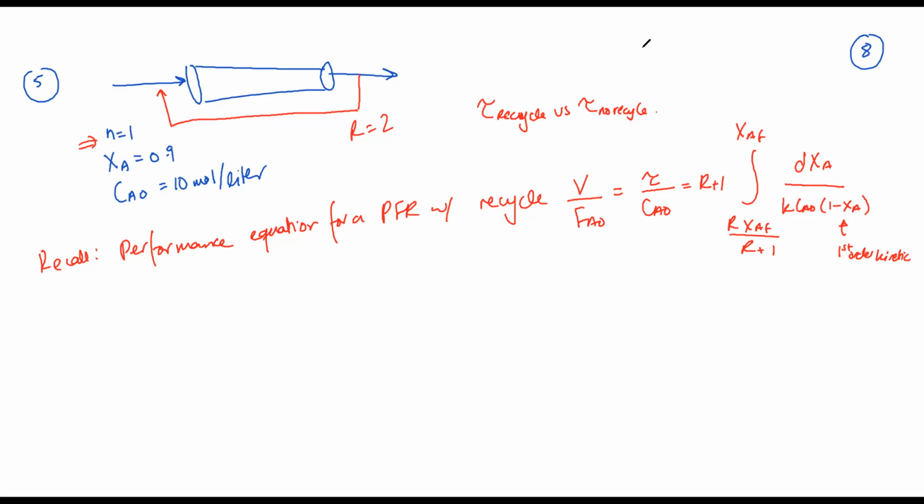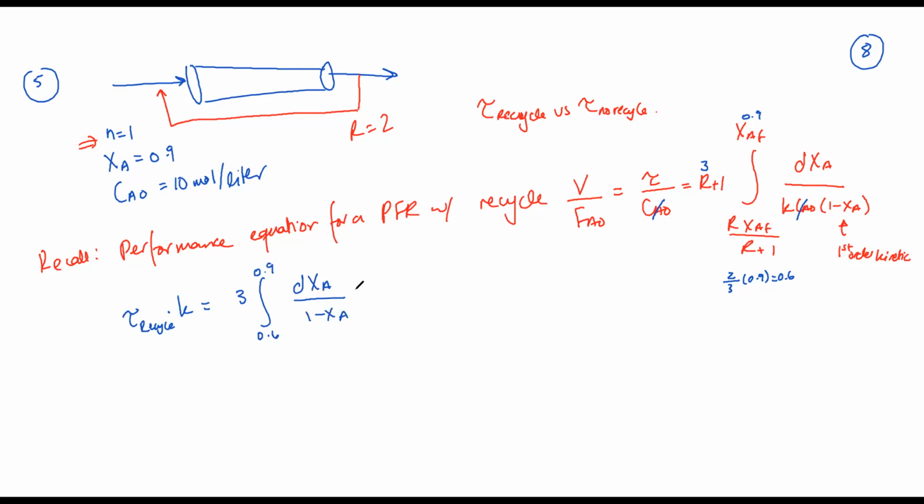Okay, so I need to integrate this. Let me just write these values. So I'm given R equals 1, R equals 2, sorry, so this is 3. XAF is 0.9, this will be 0.9. This expression here will be what? 2 over 3 of 0.9, right? And this is basically 0.6. And this CA0 will cancel with this CA0. And I'm going to move the K next to the tau because I need to compare them anyways. So let's rewrite it. So I have tau, I'm going to call it tau recycle, multiplied by K is equal to 3 integral from 0.6 to 0.9 of dXA over 1 minus XA.